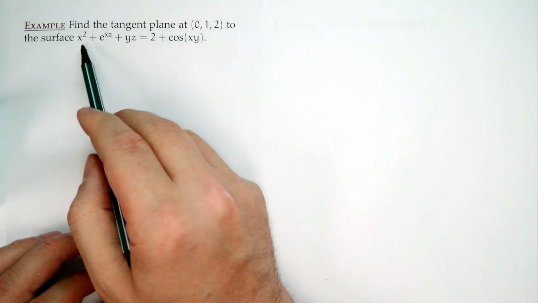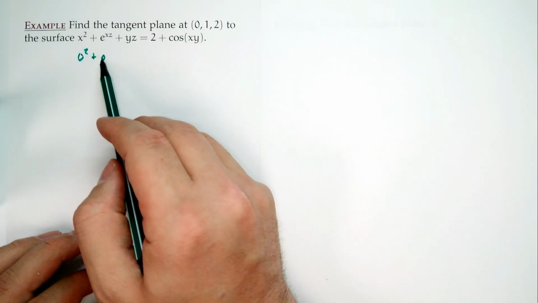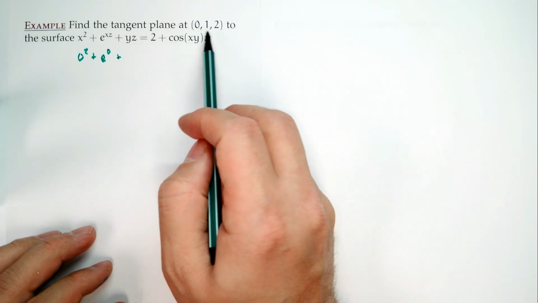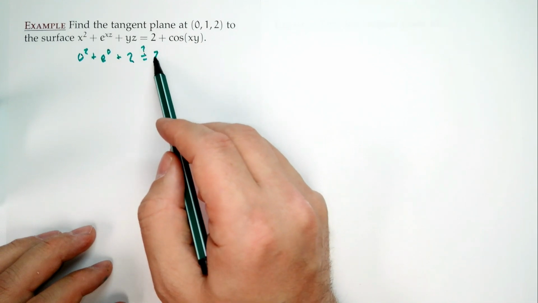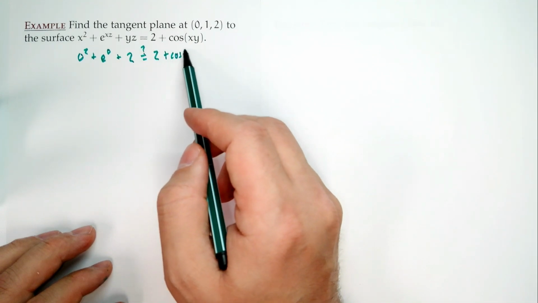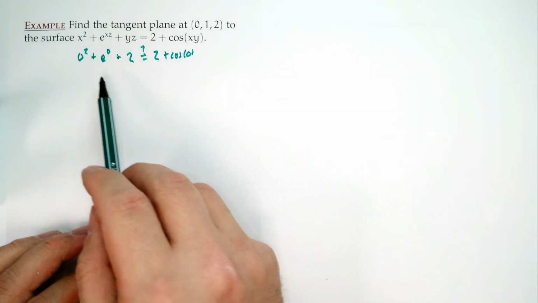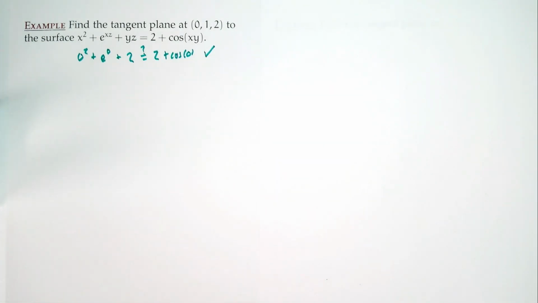Everywhere you see an x, put 0, so that would be 0 squared plus e to the 0. That's good. Y times z, well, that would be 1 times 2, which is 2. Does this equal 2 plus cosine of 0? Well, it turns out e to the 0 is 1, and cosine of 0 is 1. So 1 plus 2 does equal 2 plus 1. So yes, 0, 1, 2 is on this surface.